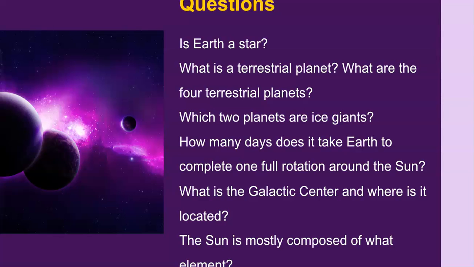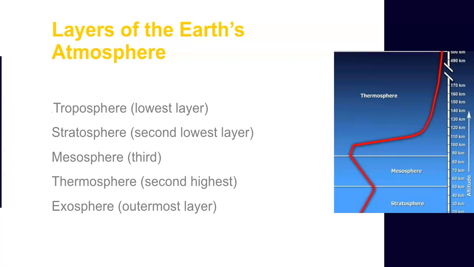A lot of questions in this section do end up showing up with the Earth and Moon, so that's probably the biggest section. But we'll start with layers of Earth's atmosphere. The troposphere is the lowest layer of Earth's atmosphere. It extends from Earth's surface to an average height of about 12 kilometers. The stratosphere is the second lowest layer of Earth's atmosphere. The mesosphere is third. Thermosphere is the second highest, and the exosphere is the outermost layer of Earth's atmosphere.